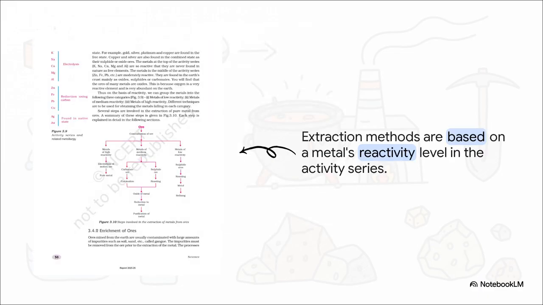Now, this flowchart might look a little complicated at first, but trust me, it's really just the activity series we just saw, but turned into a game plan. It splits metals into 3 groups: low, medium, and high reactivity, and it shows us that the method we use depends entirely on which group the metal belongs to. So let's just walk through it.